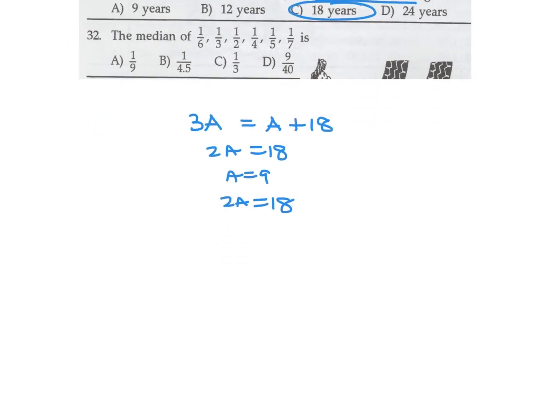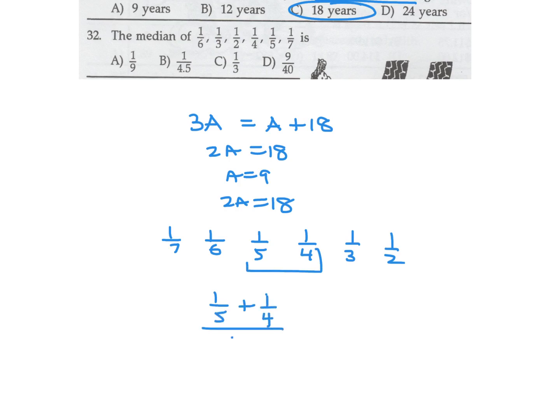The median of those numbers. Okay, so median questions, you've got to arrange these from smallest to largest. So 1 over 7, 1 over 6, 1 over 5, 1 over 4, 1 over 3, and 1 over 2. Now, the median would be the middle one, but there is no middle because there's an even number. So you've got to take the middle 2 and take the average. So take 1 over 5 and 1 over 4 and average them. With a common denominator, that's 4 plus 5 over 20 times 1 over 2, so 9 over 20 times 1 over 2, so 9 over 40. And 9 over 40 is D.